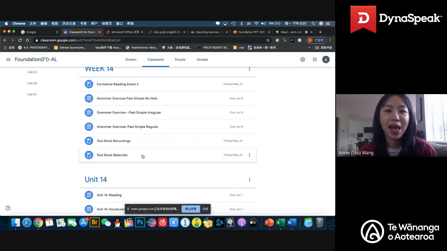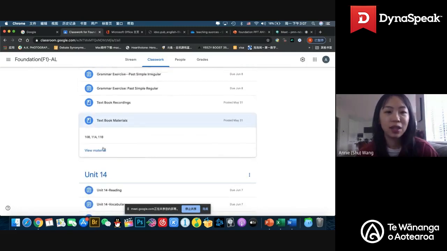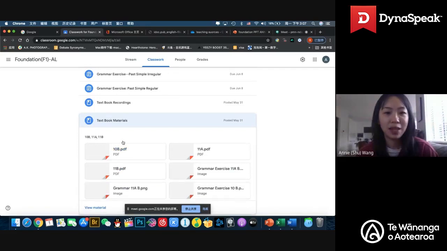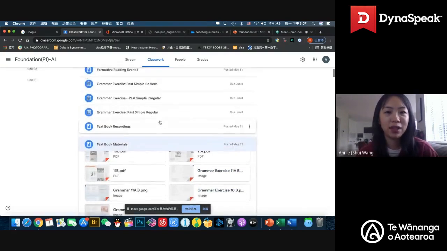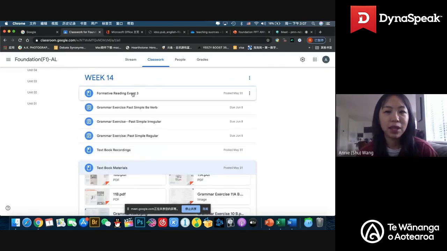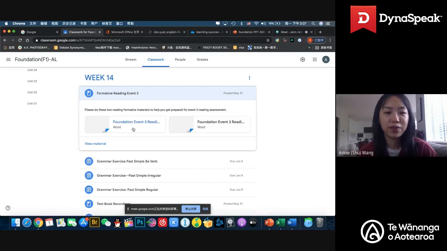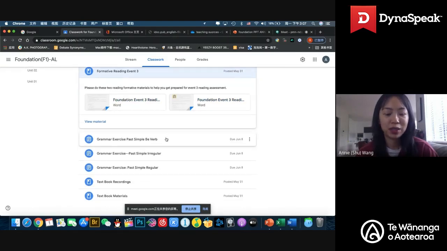And this week, we are learning Unit 10 and Unit 11 from our textbook. These are the textbook pages, and we have 3 grammar exercises. They are all about past simple. Okay, and under formative reading, we have 2 exercises. You can use these 2 exercises to prepare for the assessment this week.